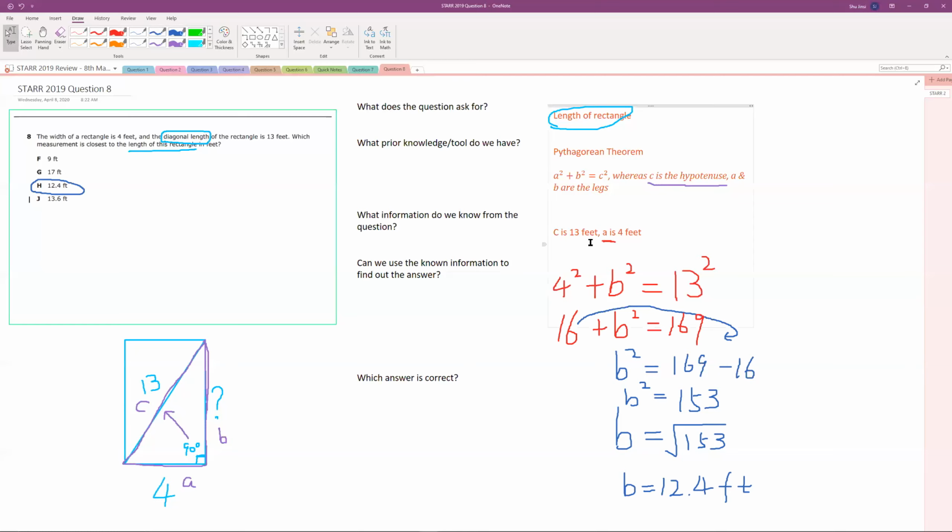Now, I heard some students say, I think J is the answer. If you think J is the answer, then most likely you mistook the 13 as something other than the c. If you took this length to be the c, then you add up 4 squared and 13 squared to be b squared, but that is wrong. So you have to be very careful about the c here. Which side is the c? All right, so that solved this problem. Did you get the right answer?